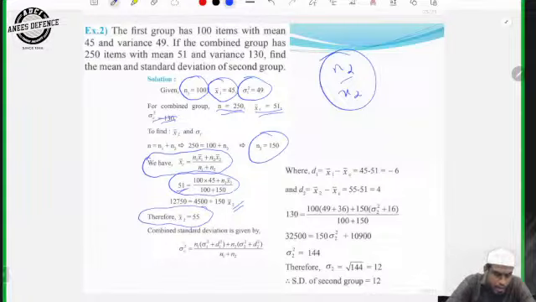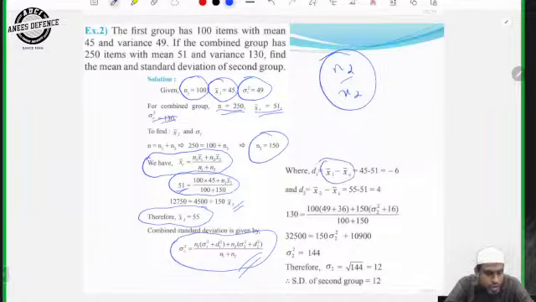The combined deviation is actually this formula, sigma c equal to root of. So if we square on both sides, sigma c square is equal to N1 into sigma 1 square plus d1, this formula. In this formula, you can put the corresponding value. D1 is x1 bar minus xc bar. X1 bar is actually 45 minus 51. So you'll be getting minus 6.